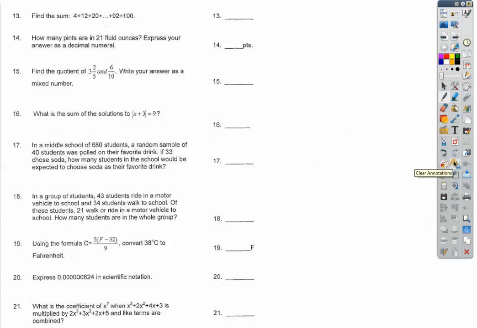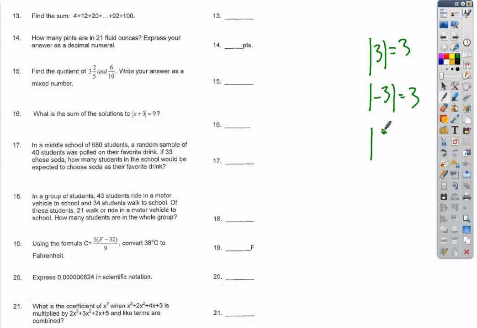All right, 16. Now 16 is kind of a fun problem. And let's review absolute value. What is the absolute value of 3? 3. What is the absolute value of negative 3? 3. Absolute value is asking how far something is from 0 on the number line. Distances, in this case, are going to always be positive. So back to our problem.